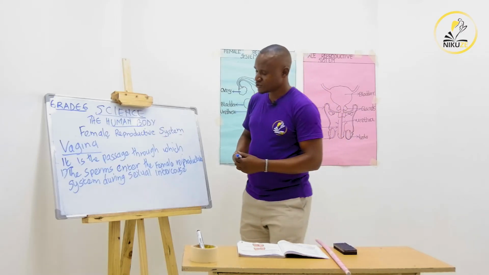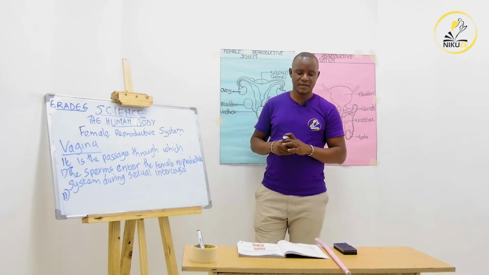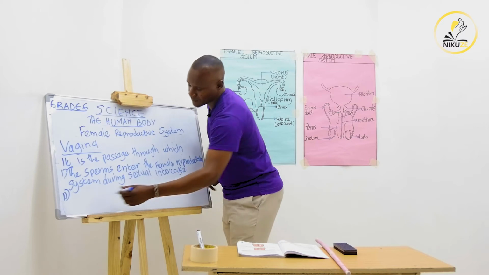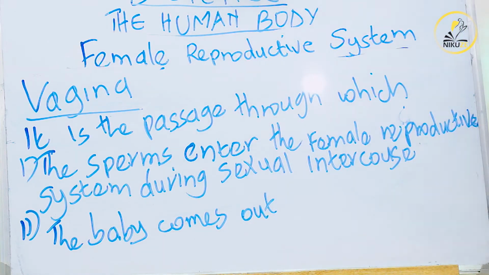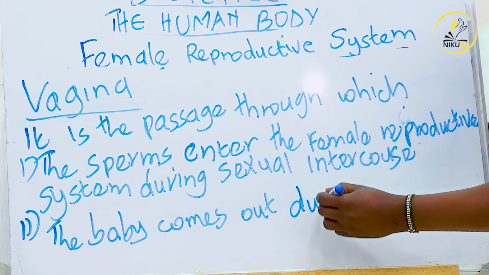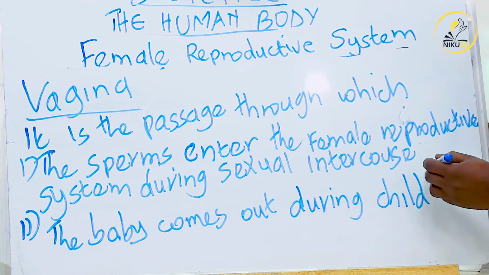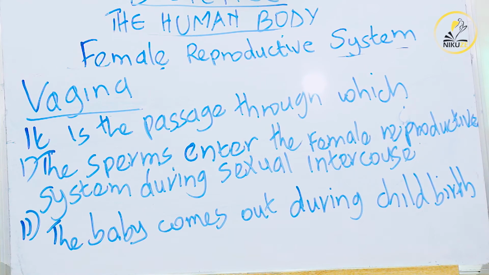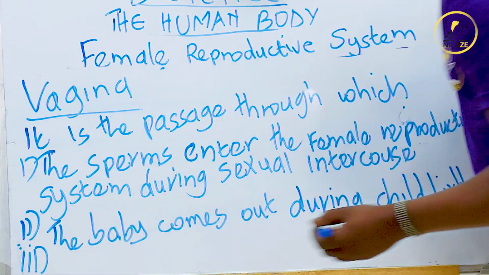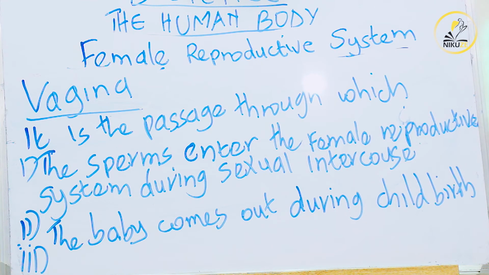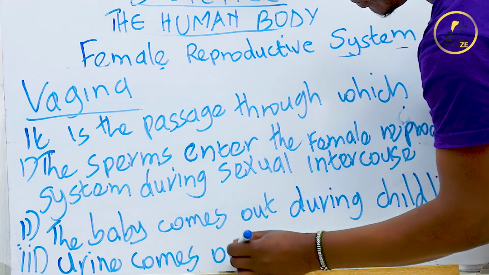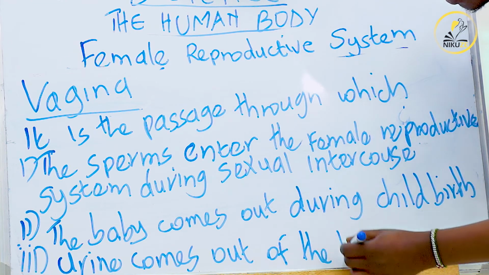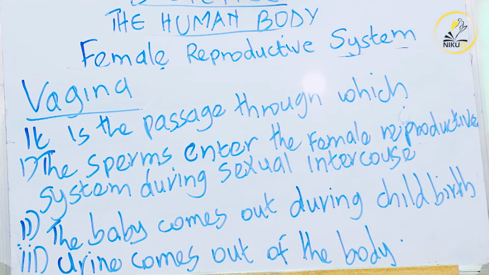And then other than that, it also plays a second role, which is that the baby comes out during childbirth. And then we have got the third role, which is also played by the penis. So we say urine comes out of the body. So those are the three major functions of the vagina as the female reproductive part.